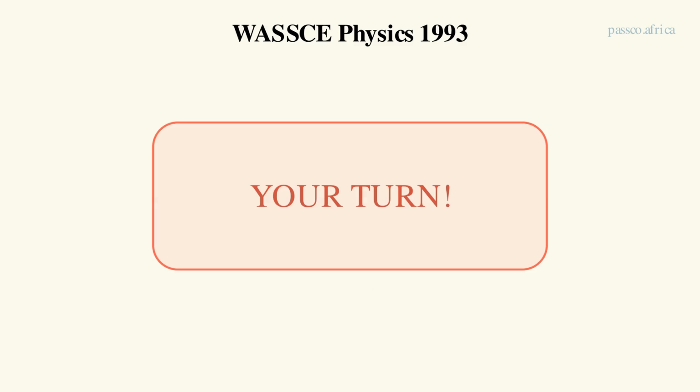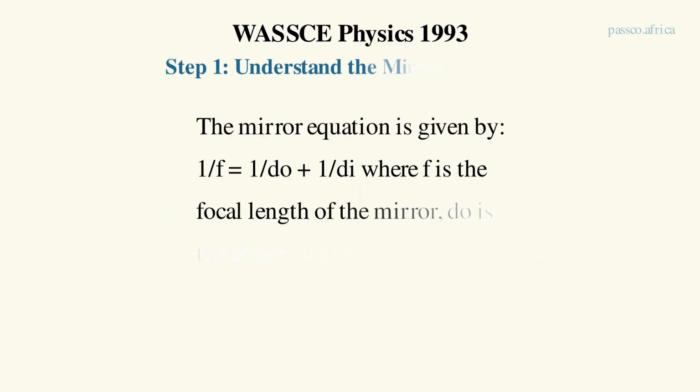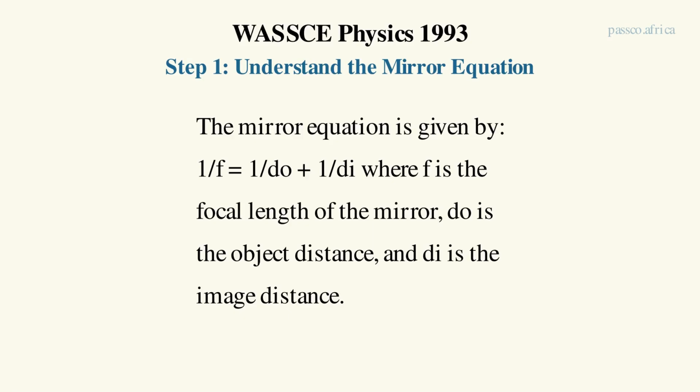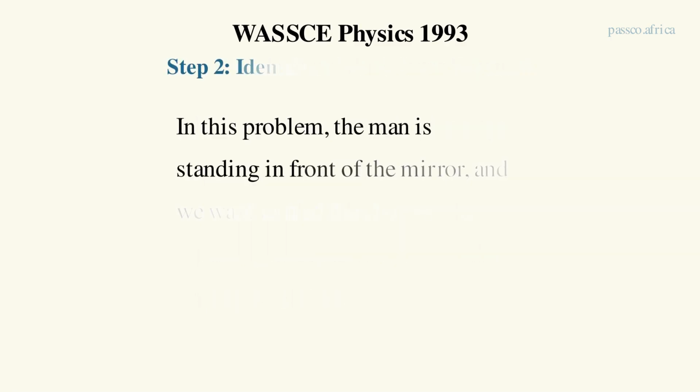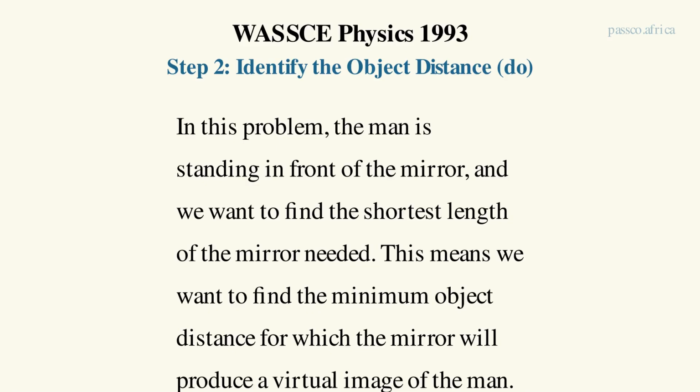Step 1. Understand the mirror equation. The mirror equation is given by 1/f equals 1/do plus 1/di, where f is the focal length of the mirror, do is the object distance, and di is the image distance. Step 2. Identify the object distance. In this problem, the man is standing in front of the mirror, and we want to find the shortest length of the mirror needed. This means we want to find the minimum object distance for which the mirror will produce a virtual image of the man.